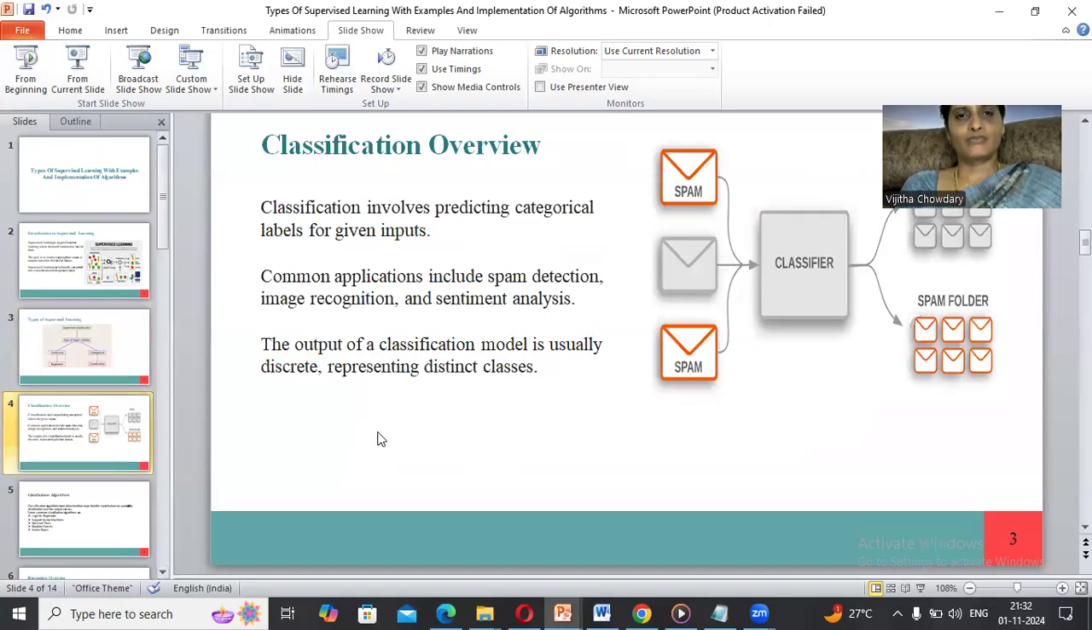Coming to the classification overview, it involves predicting categorical labels for the given inputs. For example, with email spam or not, an email goes to either the inbox or the spam folder. The machine learning model predicts the output as inbox or spam folder. The output of a classification model is usually discrete, representing distinct classes. One more example of classification is image recognition and sentiment analysis also.